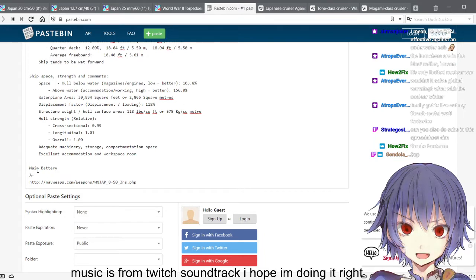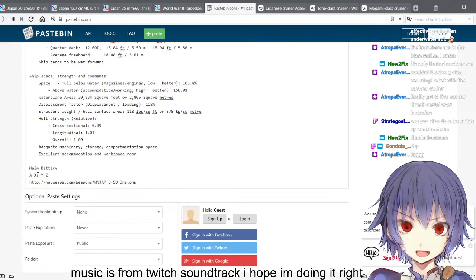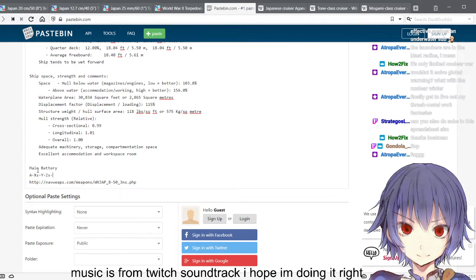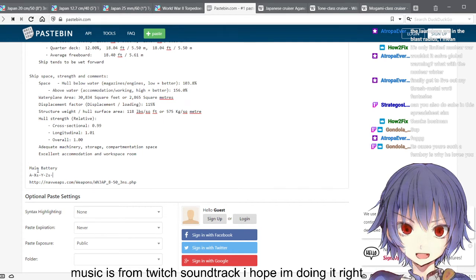So the gun setup is A, X, S, Y, Z, S, bug. Because you're such a femboy is why he loves you. Probably. They didn't put me in the femboy category on the tier list though, I don't think. So it's A, X, S, Y, Z, S, Z, Z.